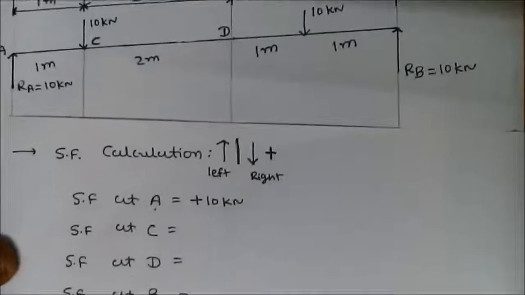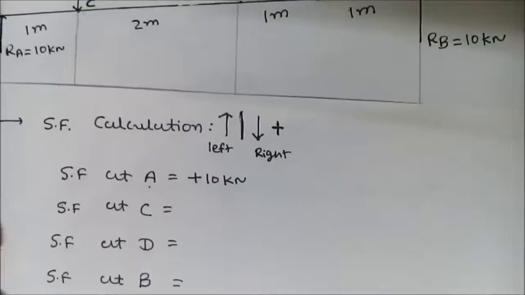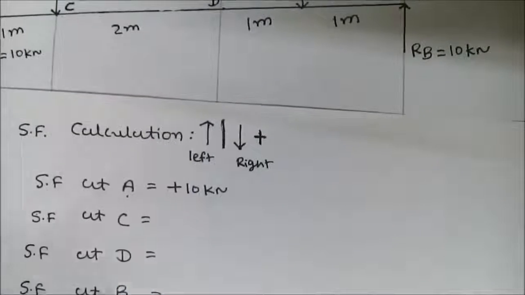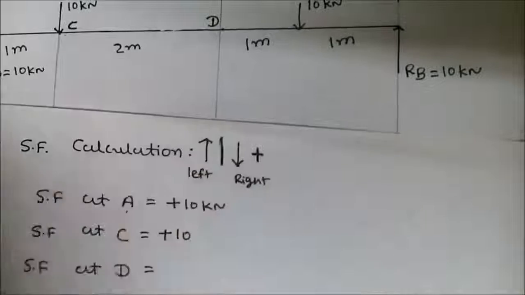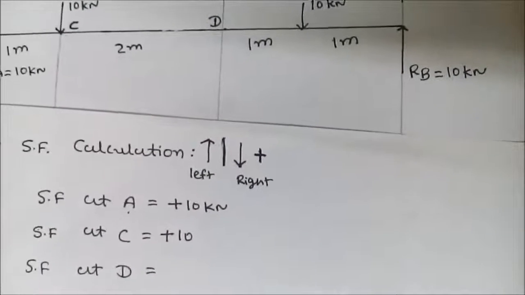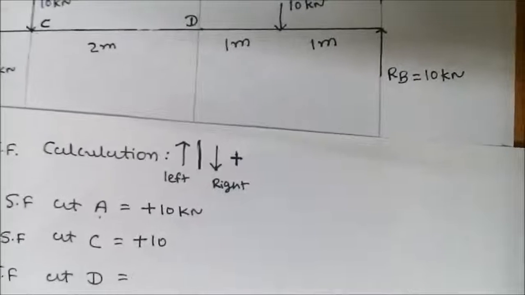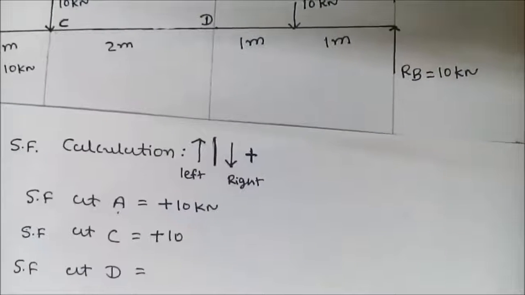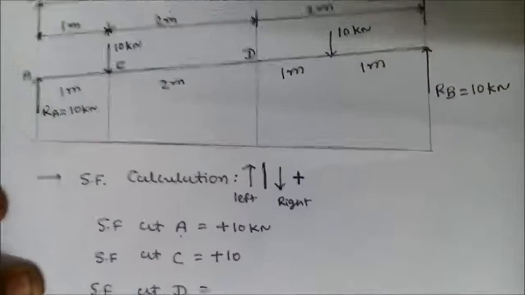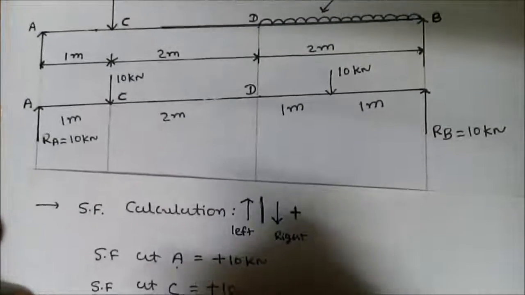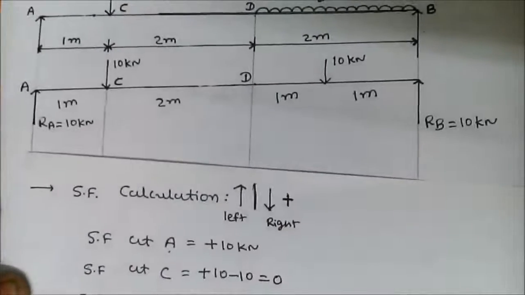So here we write plus 10 kilonewton. Then find shear force at C. First we write value of previous shear force. So previous shear force value is plus 10. Then between A to C there is no force, and at point C there is 10 kilonewton force acting downward. Downward means minus, so minus 10. So our answer is 0.